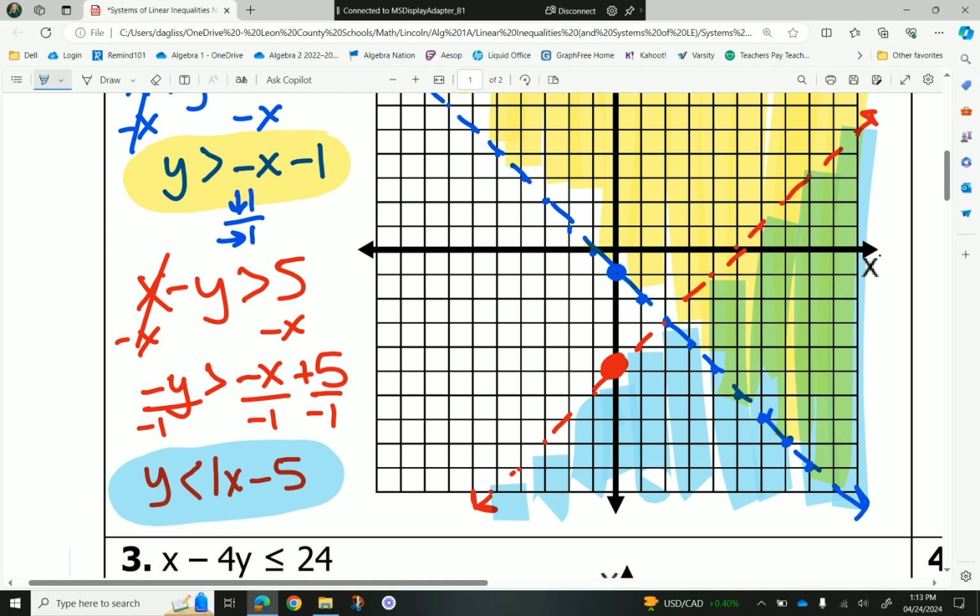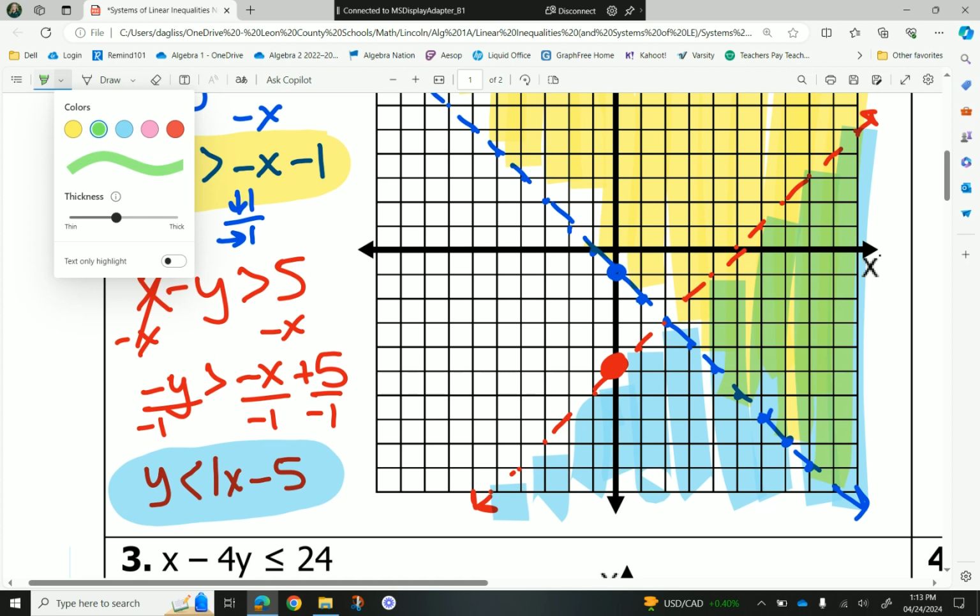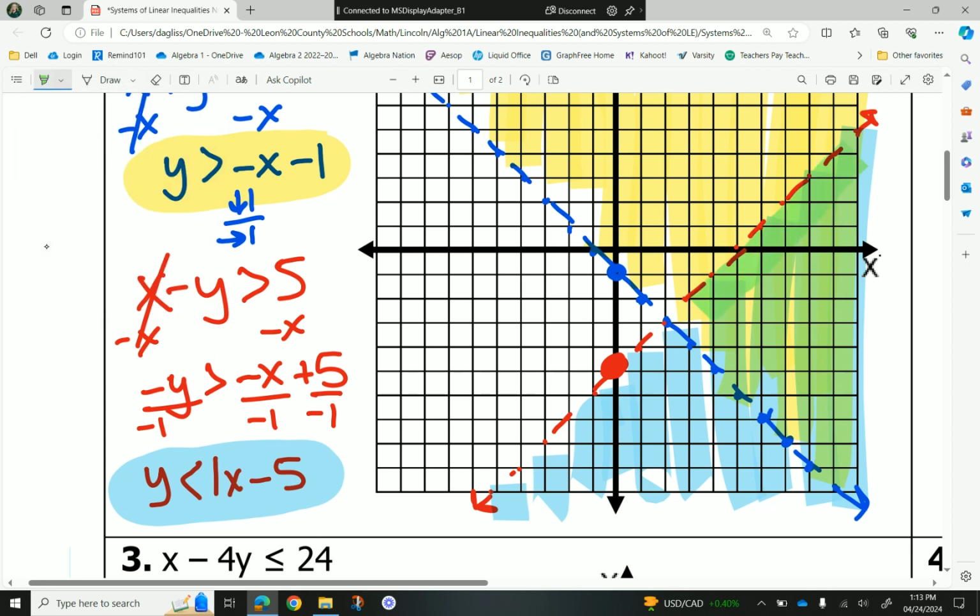So, you see that corner on the right side of the page? That is our answer. That is our shaded region right here. Our overlapping shaded region. Anything in here would satisfy both of the original inequalities. Okay?